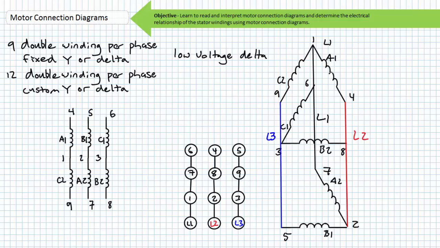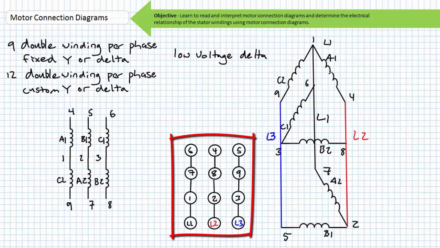Phase voltages L1, L2, and L3 would be applied to terminals 1-6-7, 2-8-4, and 3-9-5. The motor connection diagram illustrating a 9-lead low voltage delta might illustrate this configuration using a diagram similar to this.